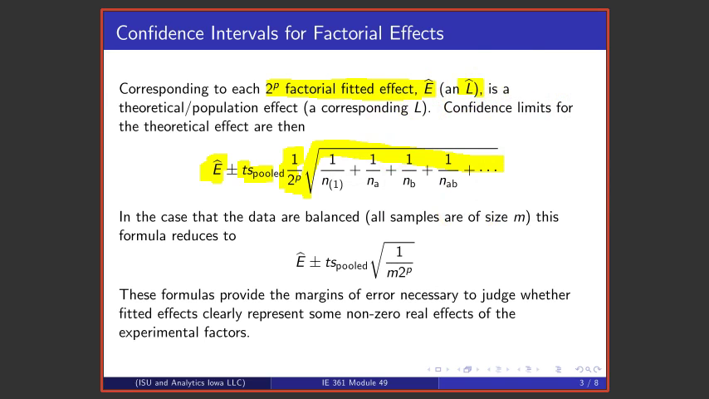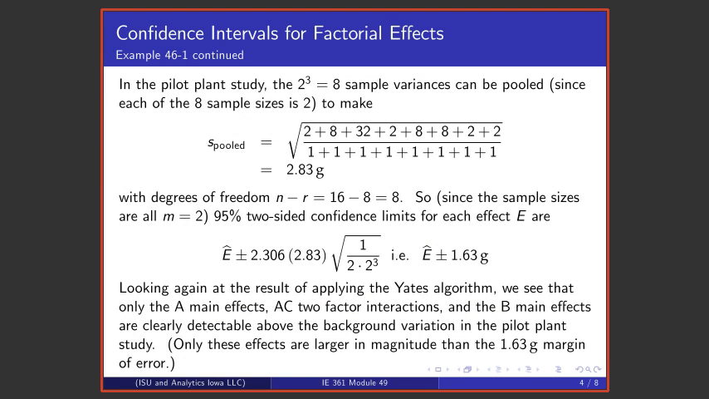In the case that data are balanced and all of the sample sizes are the same, some value m, this reduces simply to fitted effect plus or minus t-value times pooled S times the square root of 1 over m, the common sample size, times 2 to the p. And these formulas provide the necessary margins of error for judging whether fitted effects really clearly represent something other than noise, whether they clearly represent some non-zero real effects of the experimental factors.